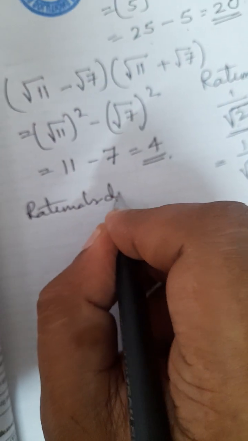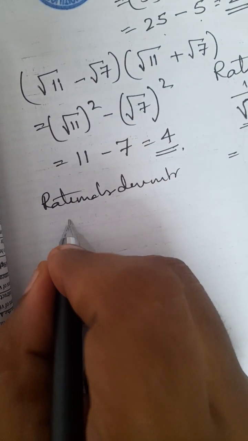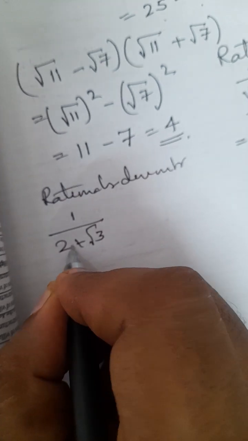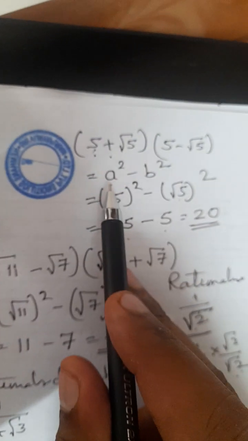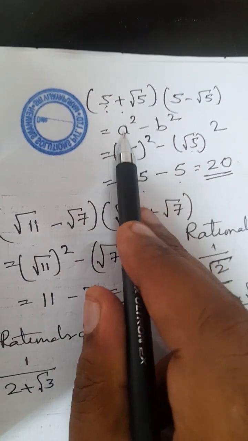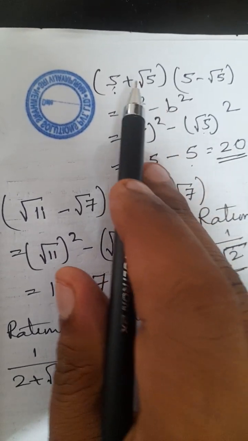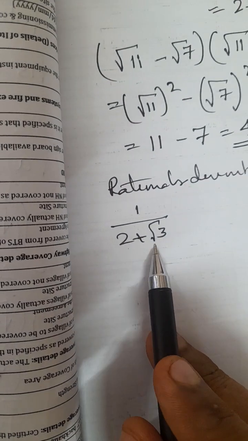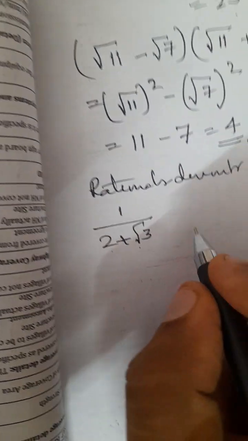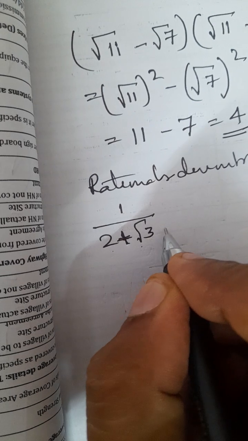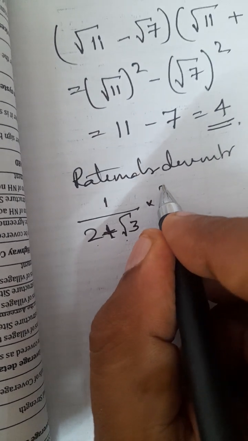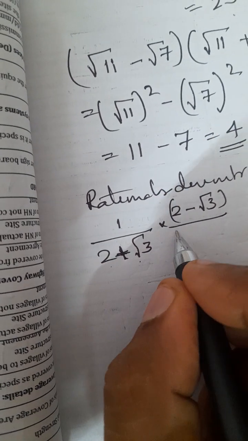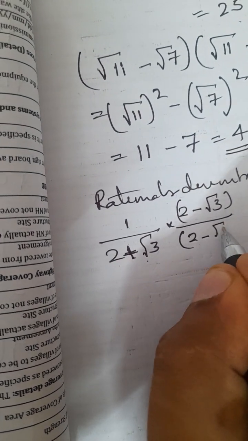Let's see another question: rationalize the denominator. The given is 1 by 2 plus root 3. When you rationalize the denominator, you have to get it in the form a square minus b square. So I should get it as a plus b, a minus b. Here I already have a plus b, so I should be getting a minus b. If this is plus here, I'll have to have minus. So I will multiply both numerator and denominator by 2 minus root 3.